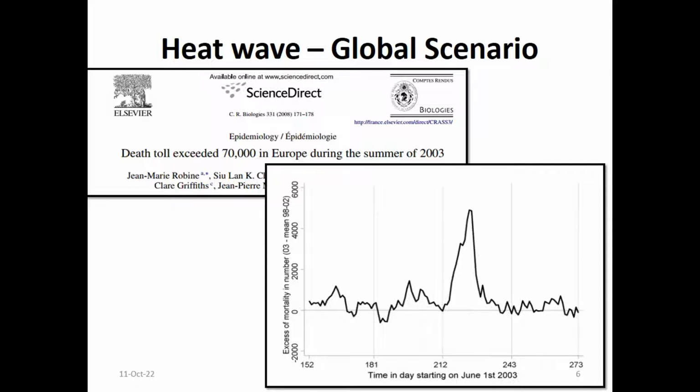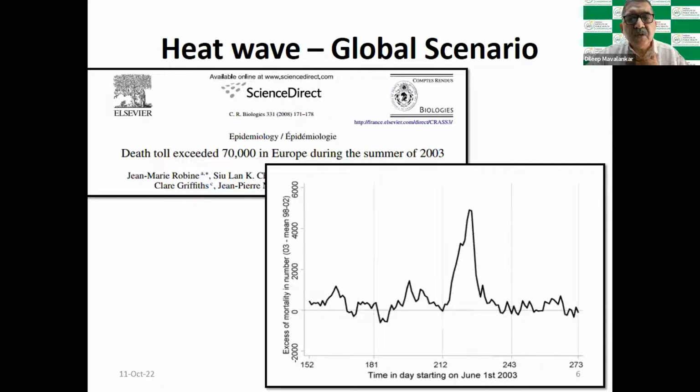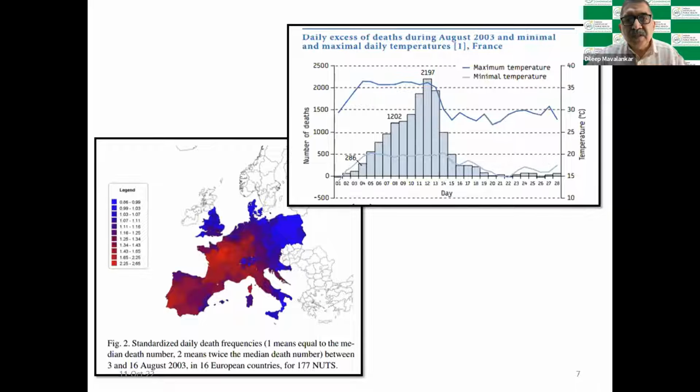Thank you. So in 2003, there was a major heat wave in Europe, about a 3-week heat wave, which killed 70,000 people additionally, additional deaths, all cause. And this is just a graph which shows how the graphs look. This is more detail of that. If you see the left side map, it shows standardized daily death frequencies in Western Europe. And the main red areas are France and Spain and parts of northern Italy.